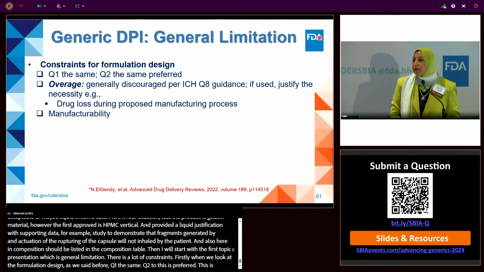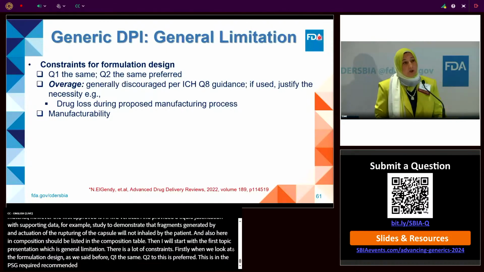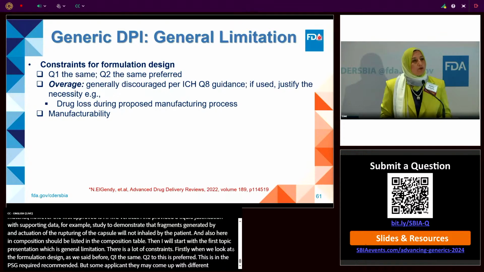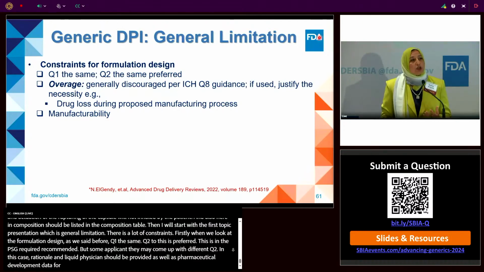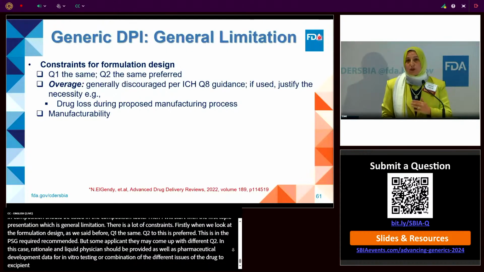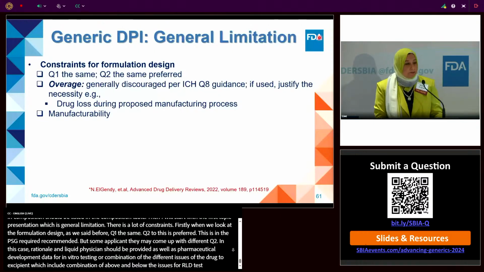However, some applicants may come up with a different Q2. In this case, rationale and adequate justification should be provided, as well as pharmaceutical development data for in vitro testing or studies for a combination of different ratios of the drug to excipient, including combinations above and below these ratios for the RLD and test. Justification and data are really important here.